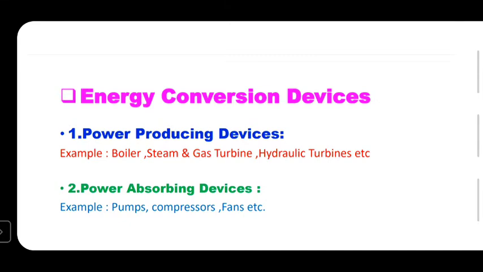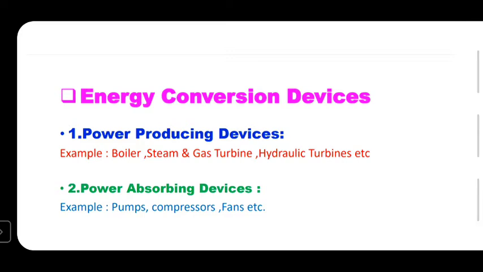There are two categories of energy conversion devices: power producing devices and power absorbing devices. Now what are power producing devices and what are power absorbing devices? Some of the students know that the boiler, steam turbine, gas turbine, and hydraulic turbine are power producing devices. These devices are used for generating or producing power.